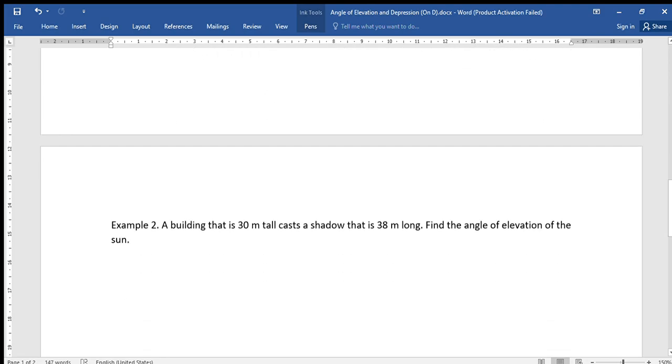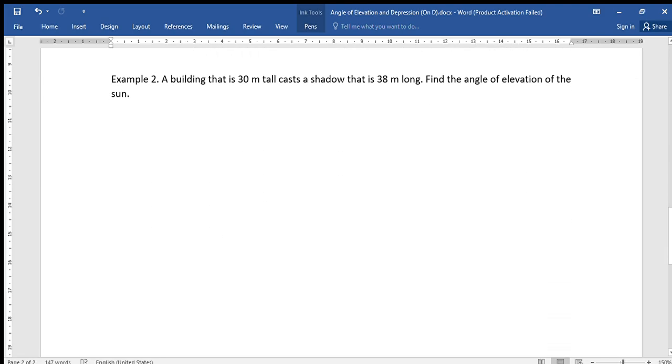So, sa number 2 question, a building is 30 meters tall, cast a shadow that is 38 meters long. So, meron daw isang building. Pangit yung building ko. So, gawin natin maayos yung building. Ito siya yung building. So, maliliit lang yung mga bintana. So, gawin natin siya. Okay. So, yan siya. Ito rin yung building. Now, ang taas niya is 30 meters. Okay? Now, nag-cast siya ng shadow.